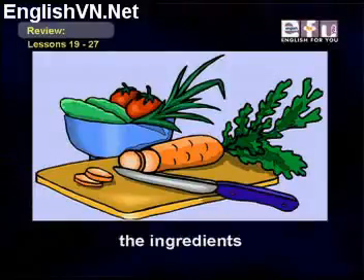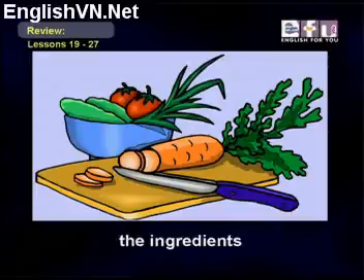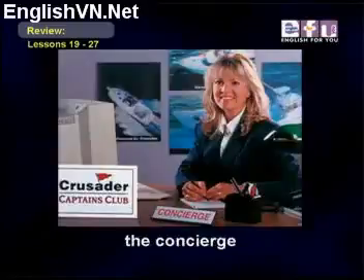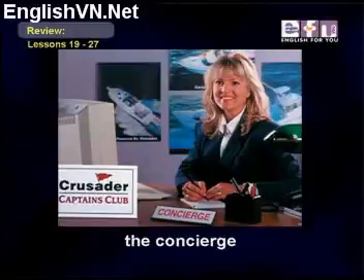We learned the word recipe. The items you need for a recipe are called the ingredients. Next, a double-decker bus. A double-decker bus is a big bus with 2 floors. Next, the concierge. The concierge is a person in a hotel who helps the guests. She may help them find a restaurant or a museum.